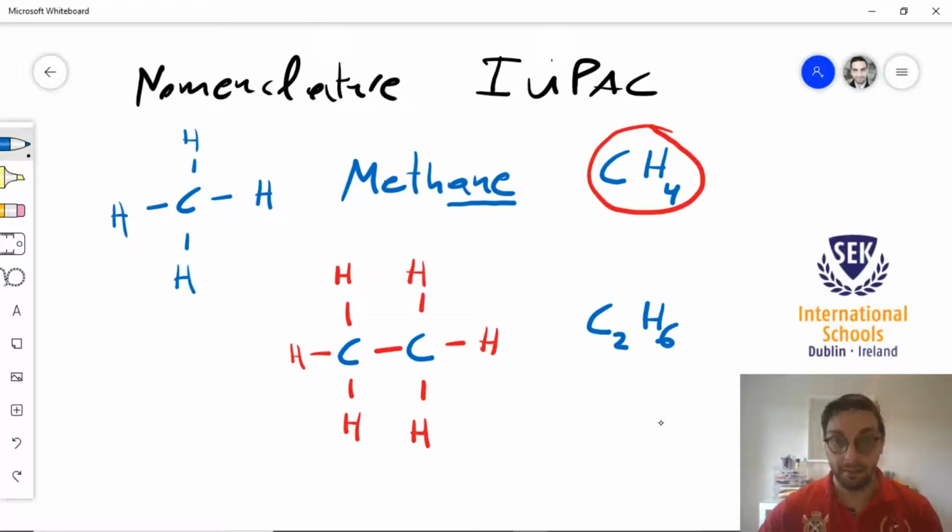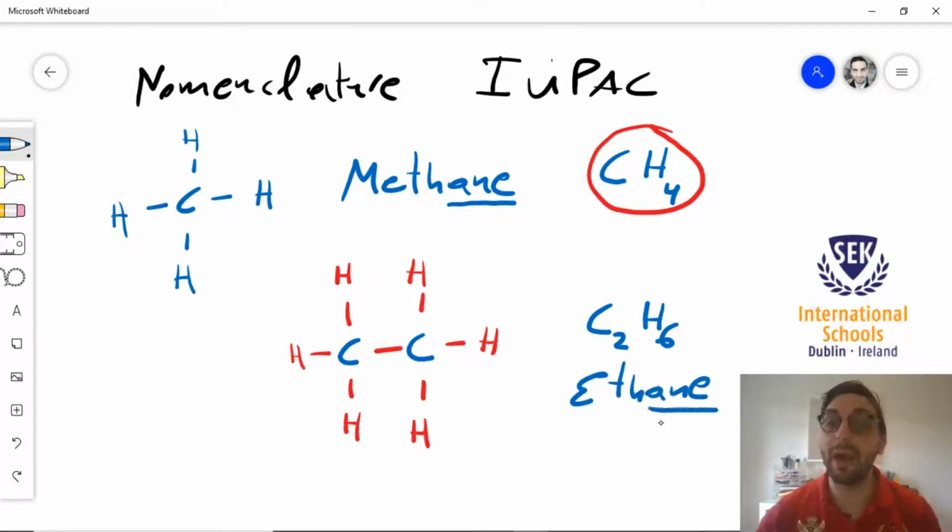And then the nomenclature. How do we call this one? This one is exactly ethane. Okay, this is ethane. Remember, ane. Why? Single bonded. If you see this, this means single bonded.